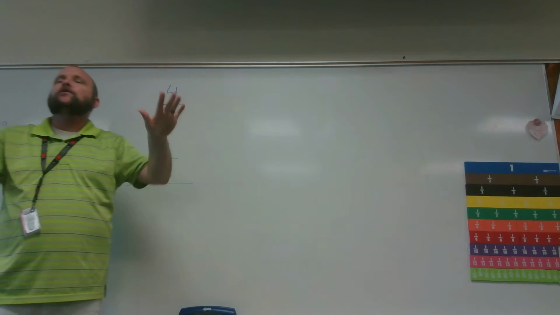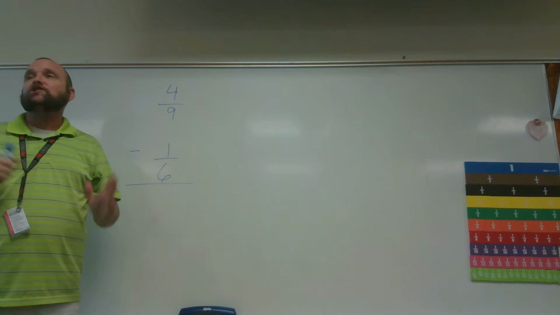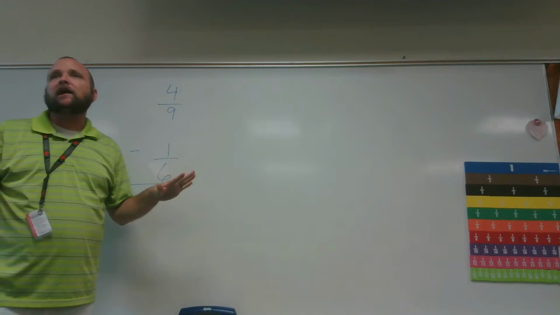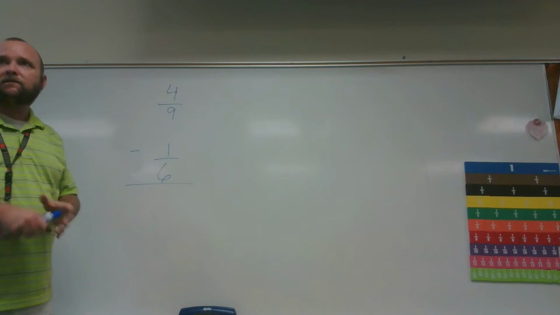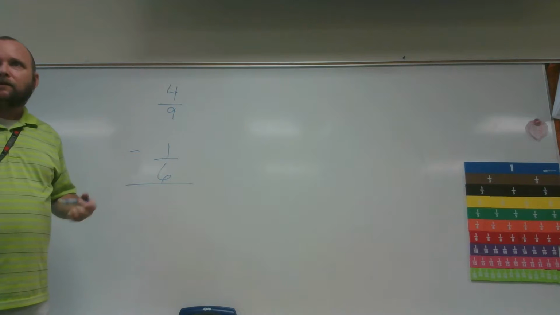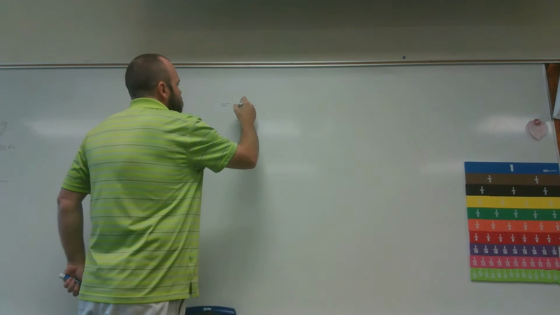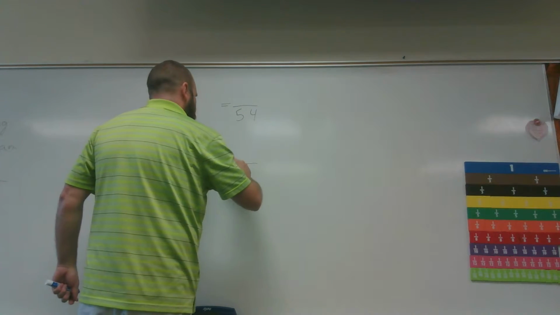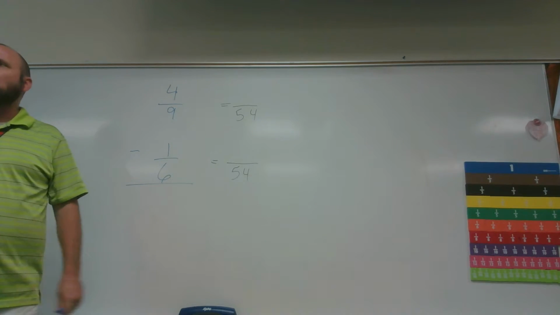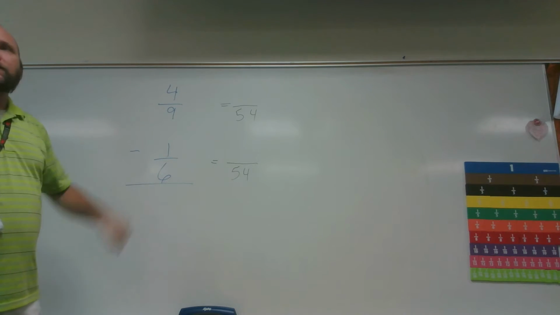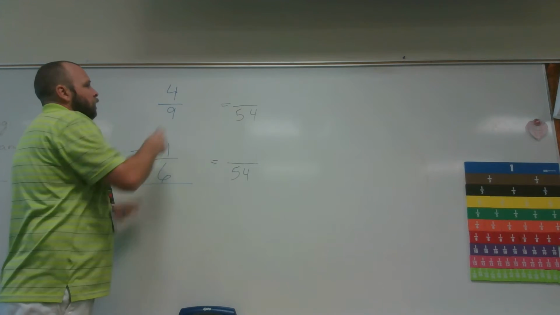4/9 and 1/6. Now instead of finding the least common denominator, we're going to find just a common denominator. If I'm stuck and I don't know what the least common denominator is, I can just multiply my denominators. 9 times 6 is 54. So I'm going to make this with a denominator of 54. There is a smaller one, and we'll do the same problem again with a smaller one, but this way we just multiply our two denominators together to give us a denominator.